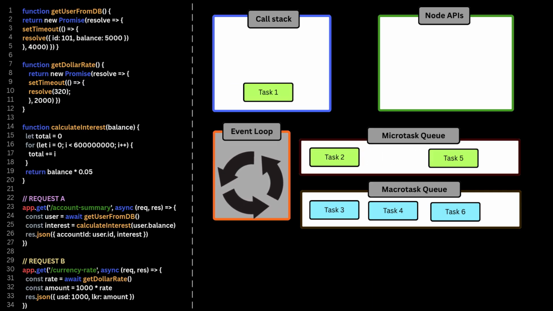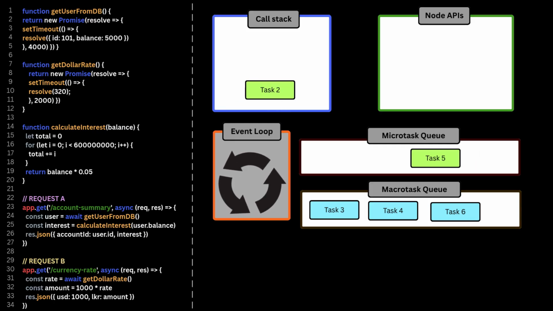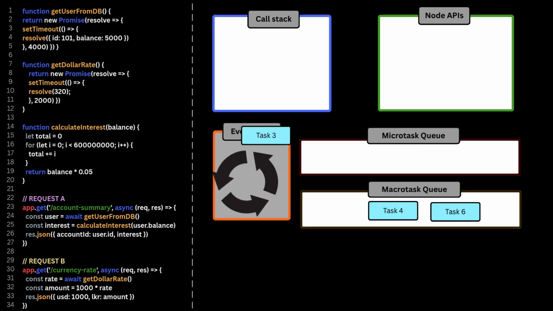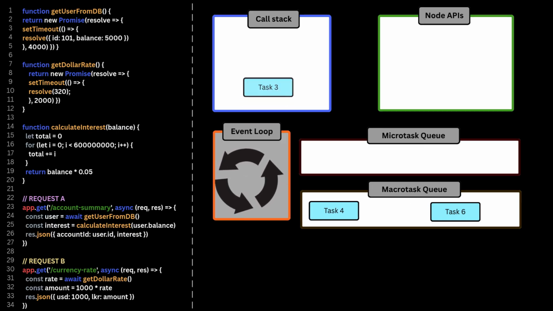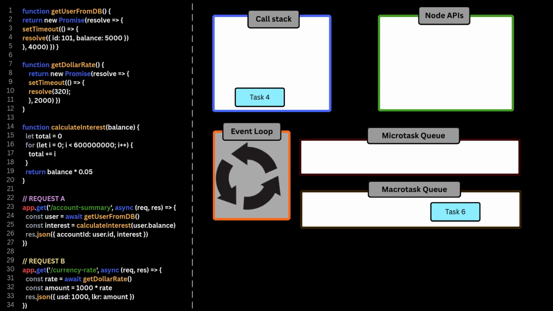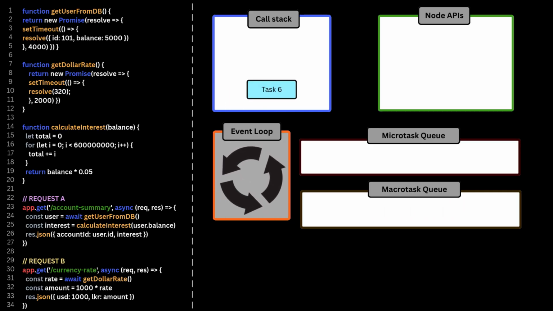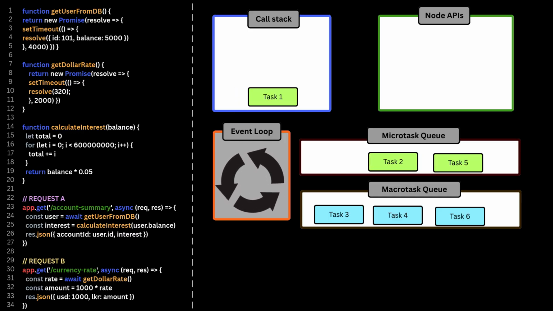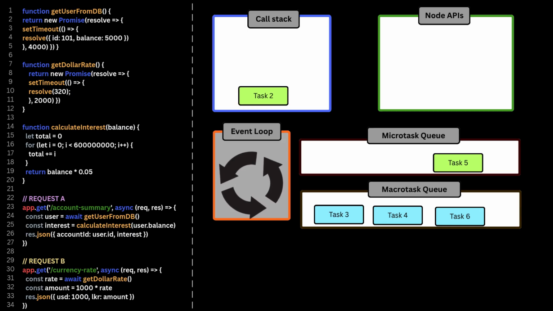Node.js handles massive numbers of connections efficiently, not by running JavaScript in parallel, but by avoiding unnecessary waiting. Asynchronous operations are delegated to Node APIs. Promise continuations are prioritized through the microtask queue. Other asynchronous callbacks are processed through the macrotask queue. And the event loop coordinates when execution can safely continue.